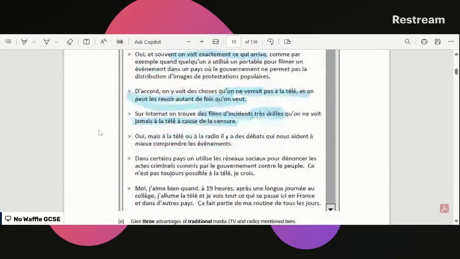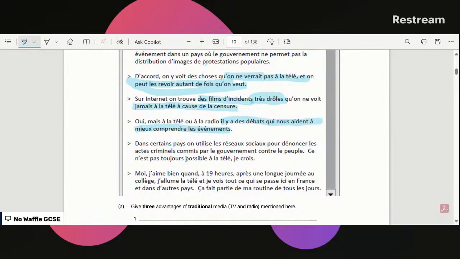Oui, mais à la télé ou à la radio, il y a des débats qui nous aident à mieux comprendre les événements. So on the TV and the radio, there will be debates which will help have a better understanding of events. So that's one advantage finally.